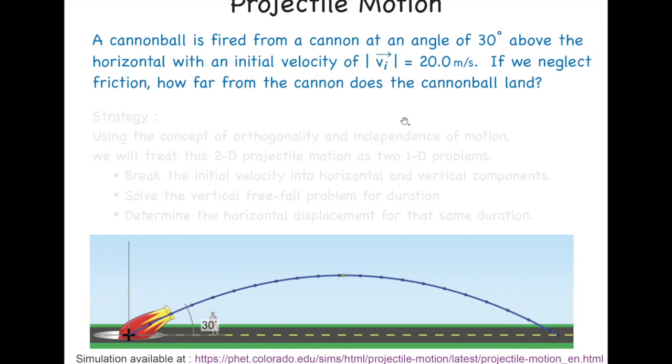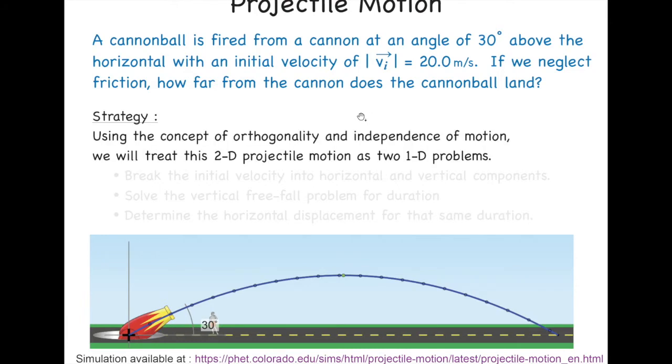Right, so the strategy is that we are going to use the concept of orthogonality so that we can treat this curved path trajectory as a set of two 1D problems instead of a full 2D problem. The idea is to take the initial velocity which we're given and break it into an x component and a y component. So then we know that because they're independent, we have a problem where it starts off with a certain x velocity and it travels a certain distance in x, and there is no acceleration in that direction.